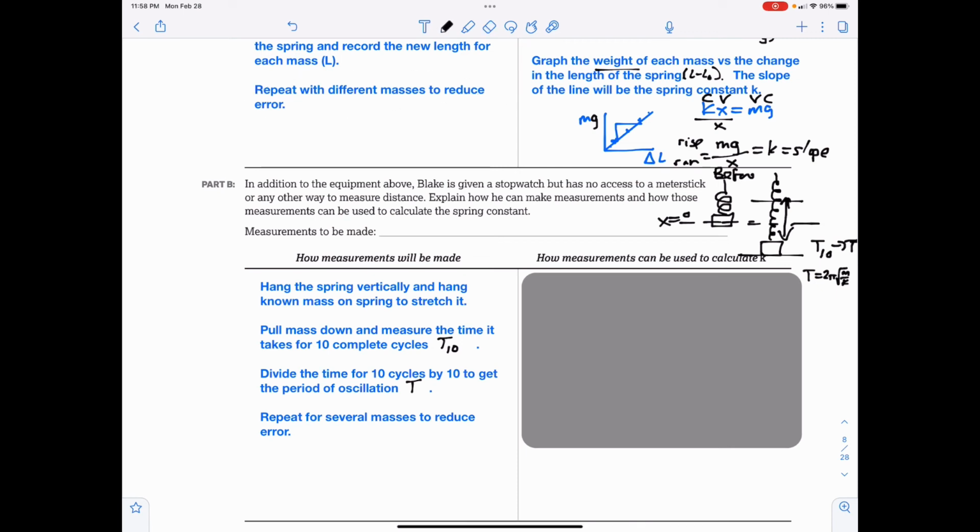Repeat with different masses to reduce error. In this case, repeat with several masses to reduce error. So basically, repeat with other trials. What are those other trials? Hanging more mass on the end of it, right?